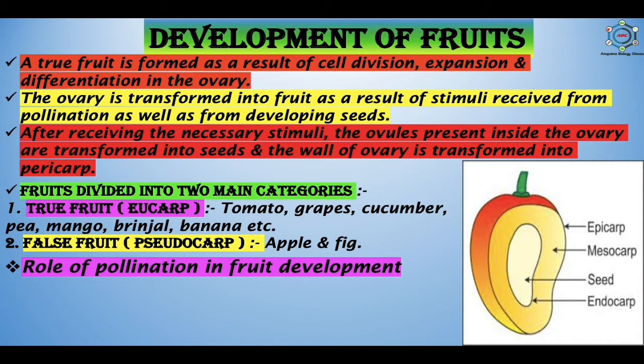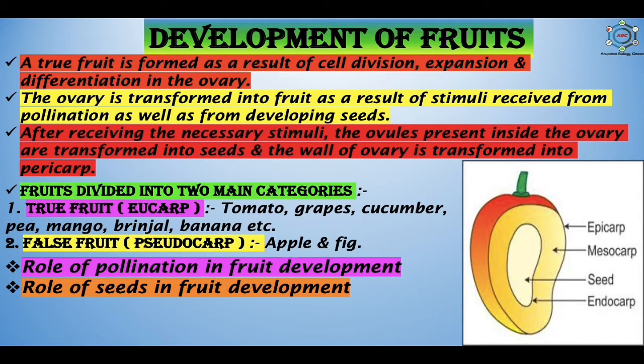Now, the role of seeds in the fruit development. Developing seeds play a significant role in the development of normal fruit. It has been observed that a young apple fruit with seeds on all the sides develops normal shape, and if the seeds are present only on one side, only that side of fruit develops well.